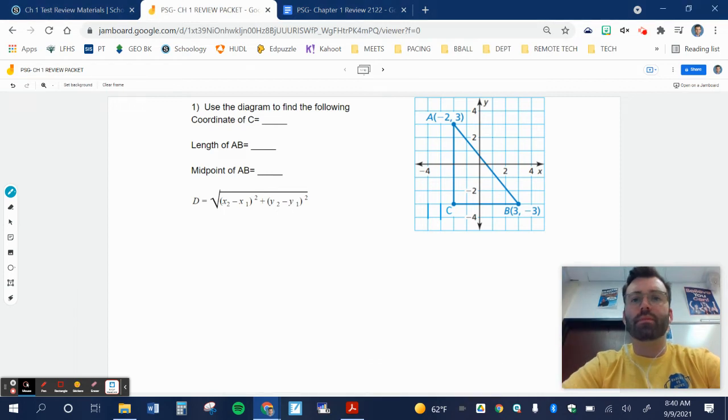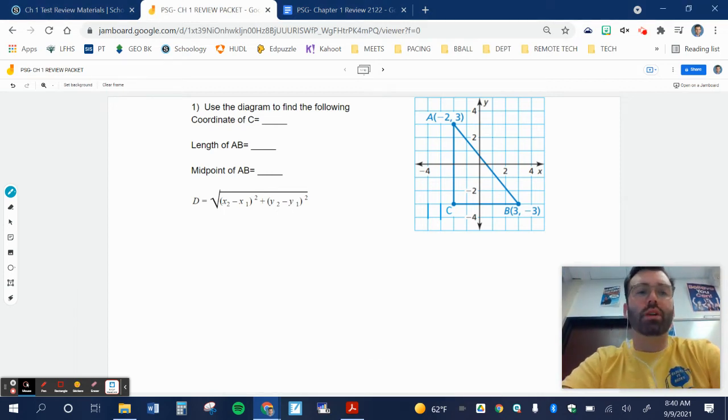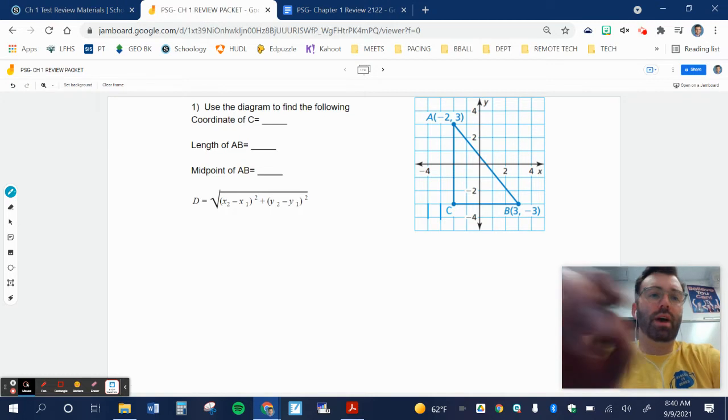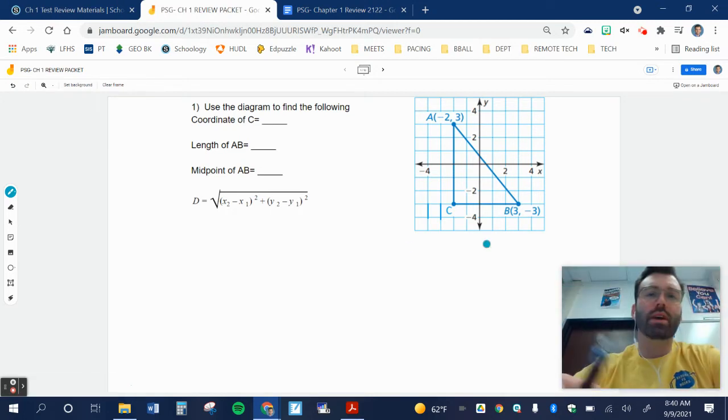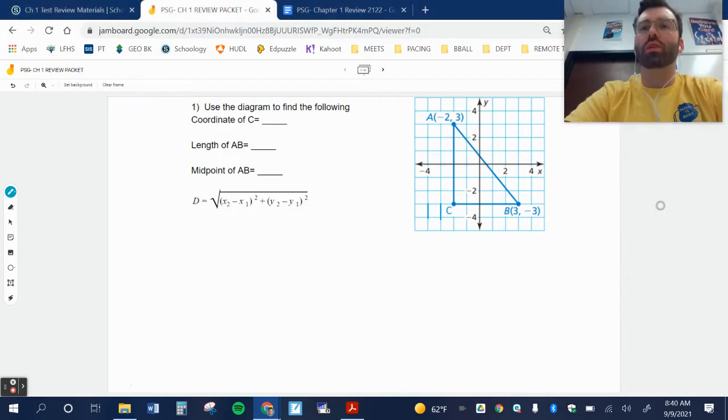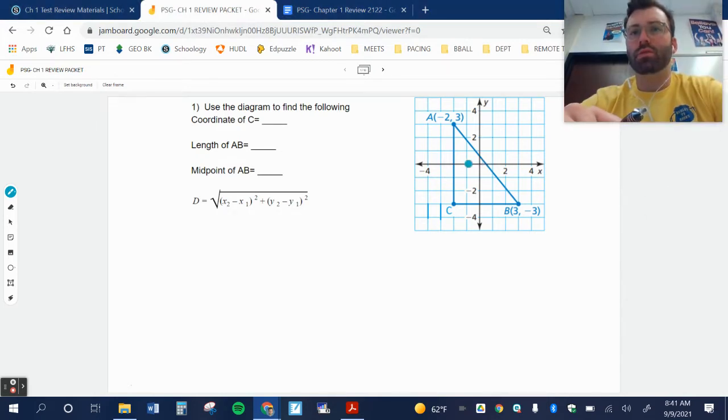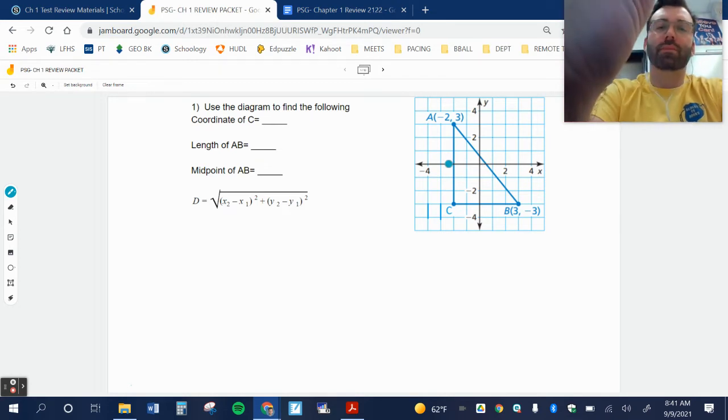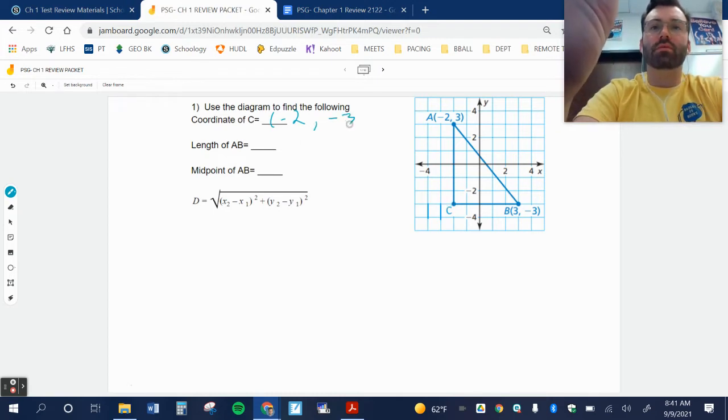All right. Let's talk about number one. We're going to start with the review packet number one. Okay, number one asks you to find three things. Number one, we need to find the coordinate of point C. Well, all you have to do is use the grid, count over to the left, so -2, and then down 3, so -2, -3.